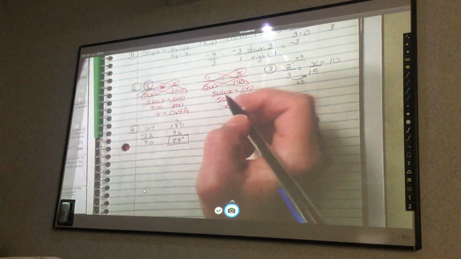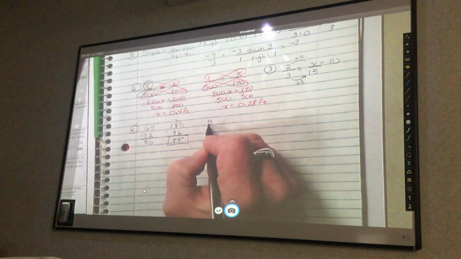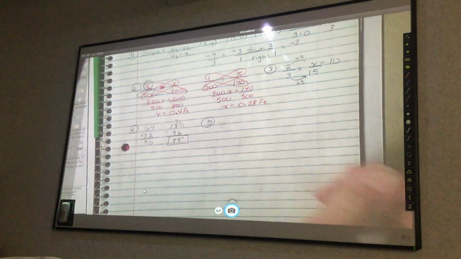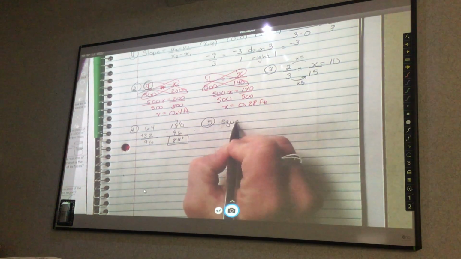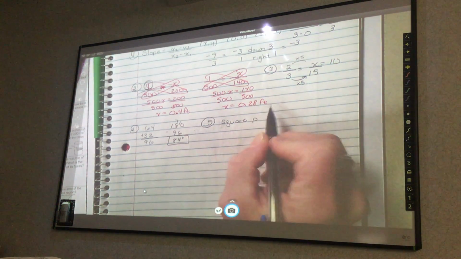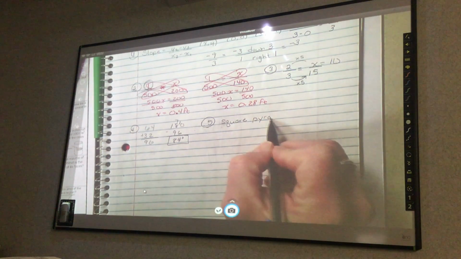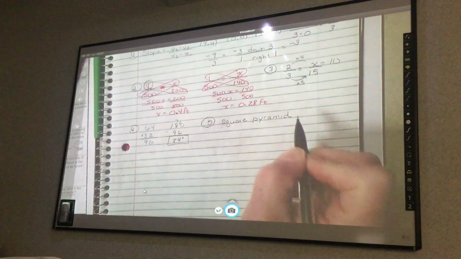Name the figure below. What's on the bottom? What's the base shape? It's a square. So it's a square pyramid. No, because there's triangular pyramids.